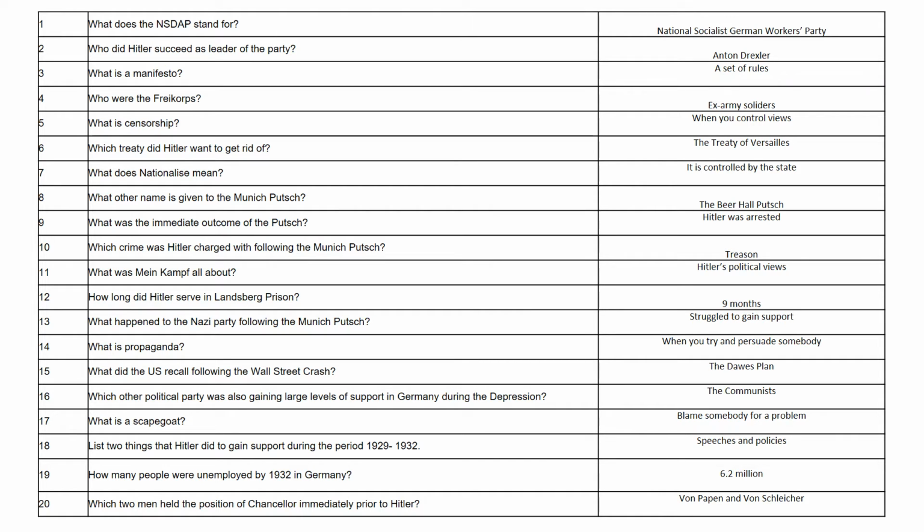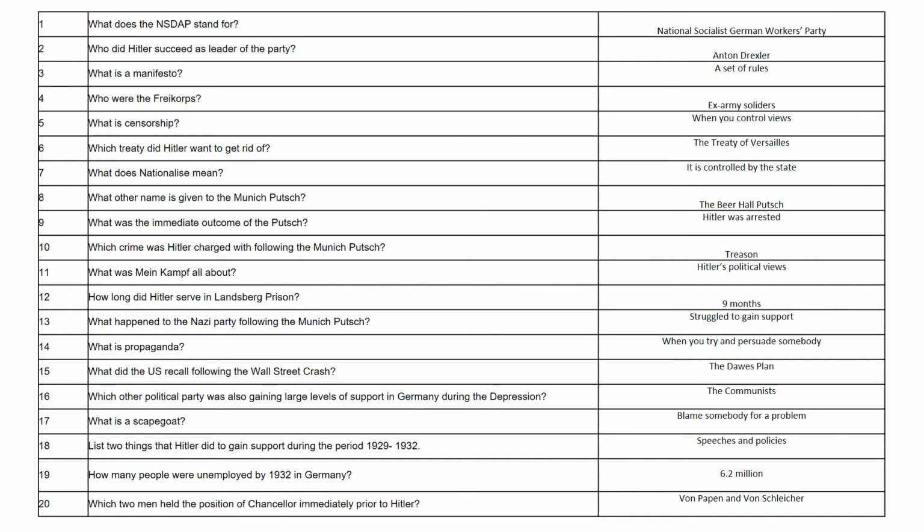Nationalise means it's controlled by the state or controlled by the government. So if you try and nationalise something, the government controls it all. What other name is given to the Munich putsch? It's the beer hall putsch. Immediate outcome of the putsch was that Hitler is arrested, and obviously he's put on trial. Which crime is he charged of? Treason. He's trying to take over the government, and he's trying to take over the Bavarian government in this case.